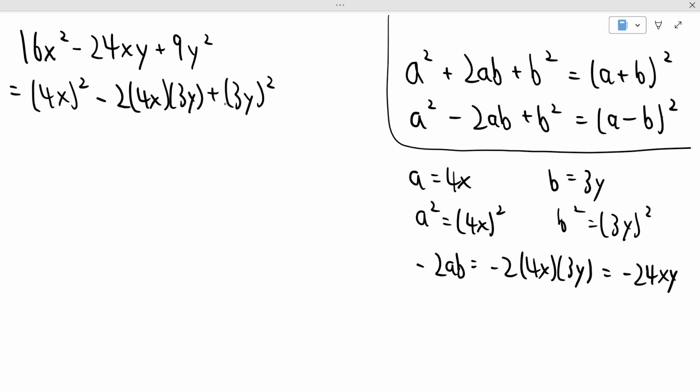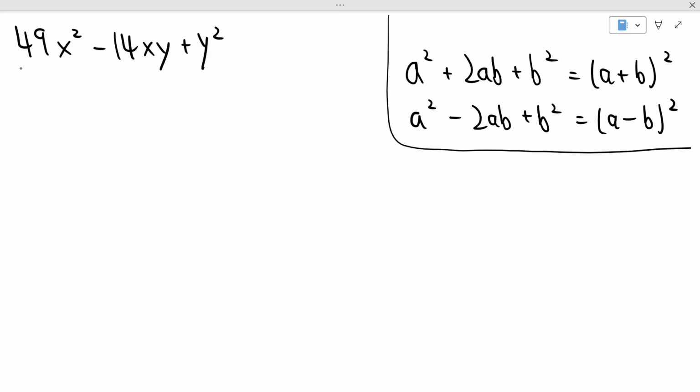So now we can see that our entire expression is in the form a squared minus 2ab plus b squared, where a is equal to 4x and b is equal to 3y. And that's all just equal to parentheses a minus b squared. So this entire expression is just equal to 4x minus 3y all squared, since a is equal to 4x and b is equal to 3y. And this is our final answer.